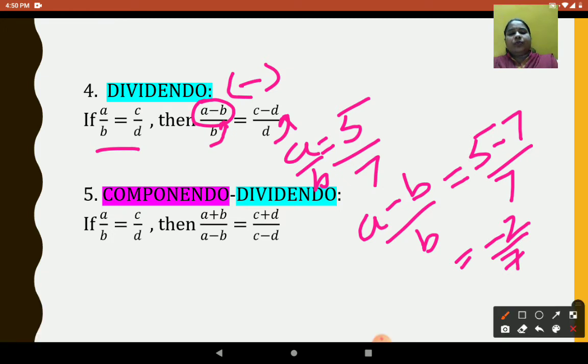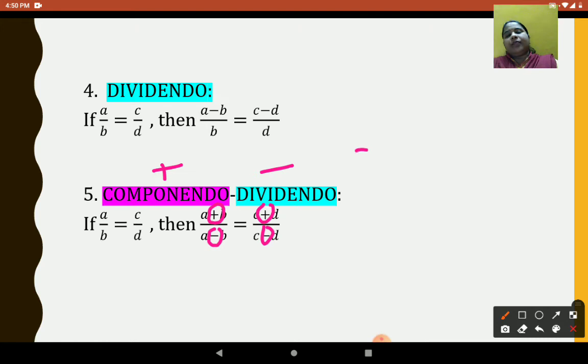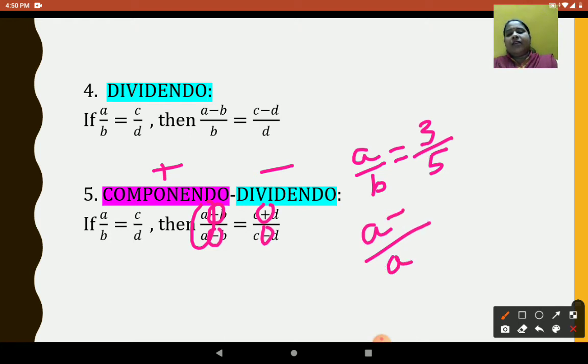Okay. So after this, the next property is componendo dividendo. Now componendo I have told you plus, dividendo I have told you minus. So once you add the denominator, once you subtract the denominator. Same way here also, add and subtract, right? Try to understand this example. Suppose A upon B is equal to 3 upon 5, right? I want to use componendo dividendo. What will I do? See, I will write the numerator 2 times like this, A and A. Once I will add the denominator, once I will subtract the denominator.